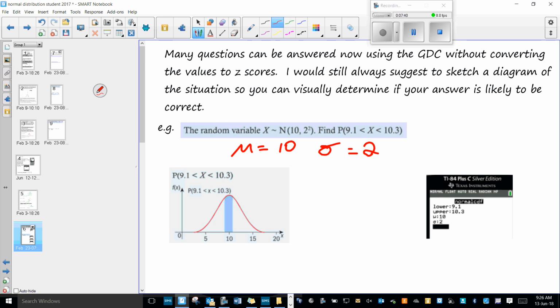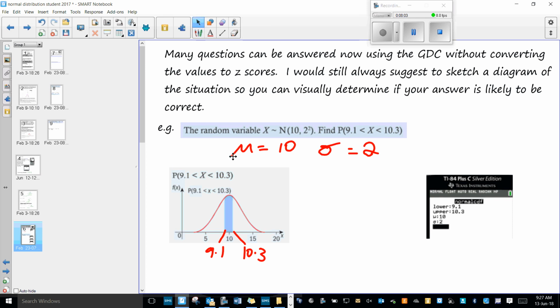So here we go. Here's our little sketch. I copied it from the book, a little bit rascalish. So I've got my sketch. My mean is 10, so my 10 is in the middle. They're saying between 9.1 and 10.3. So 9.1 is on the left of 10. Okay, so this value here is representing 9.1. This is representing 10.3. And so that's what we're going to type into our calculator.